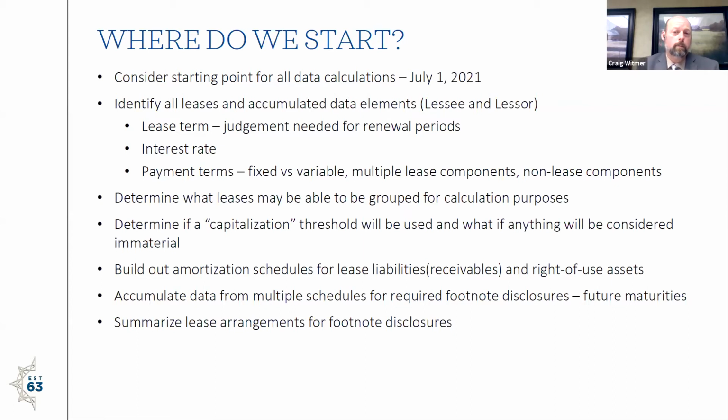Are you going to do any grouping if you have a significant number of very similar leases? Does it make sense for you to group those leases together in your calculations? Are you going to use some sort of capitalization threshold? Is there something that can be considered immaterial? Those are judgment calls that need to be made. As we talked about with the calculations, essentially each lease is going to have two amortization schedules, so those need to be built out. What's the process of that going to be? Who is going to prepare those amortization schedules?